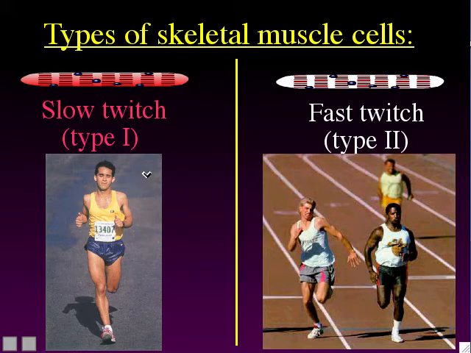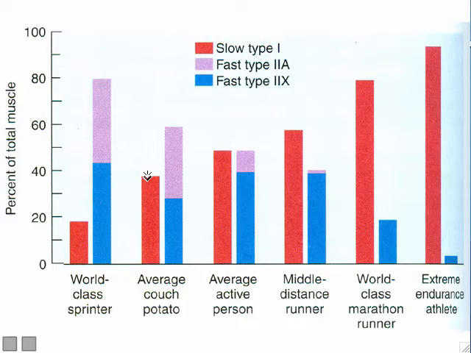Now, here's something kind of interesting to consider. We all have a mixture of these. In other words, in any given muscle organ, you have some fast twitch skeletal muscle cells and you have some slow twitch skeletal muscle cells. But when you look at people who do various types of exercises, you can see differences in their percentage. A person who is a world-class sprinter has a much higher percent of their skeletal muscle cells being the fast twitch type, and a very small percent being the slow twitch type.